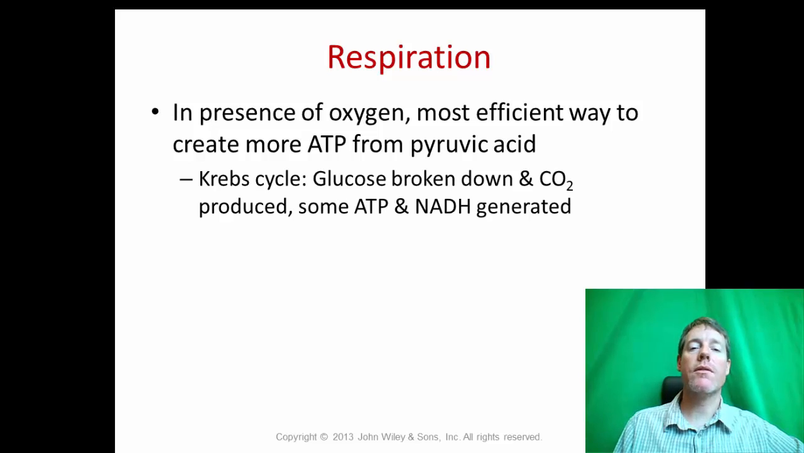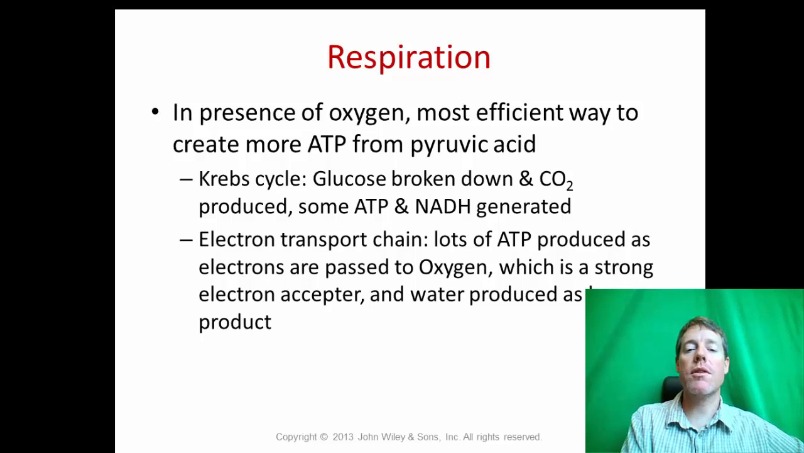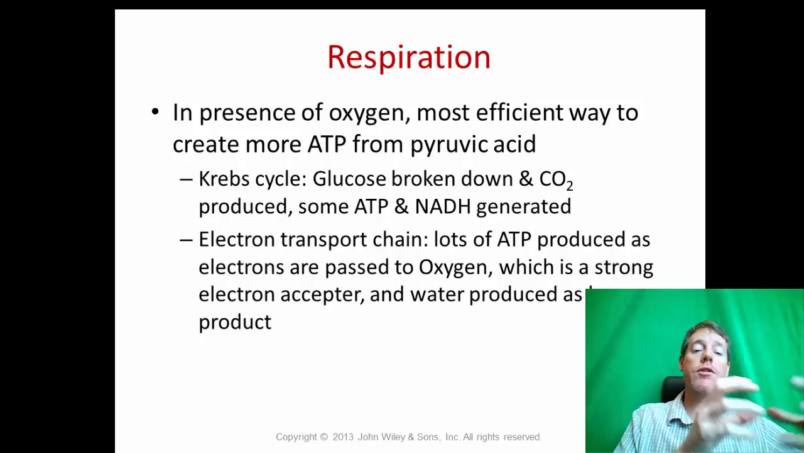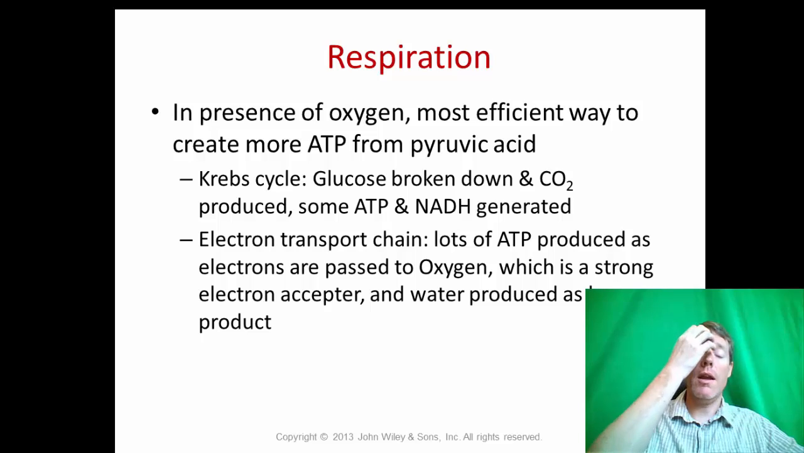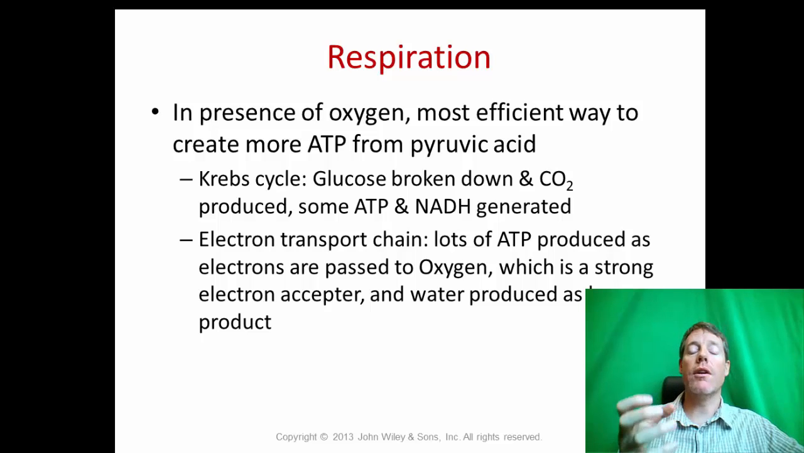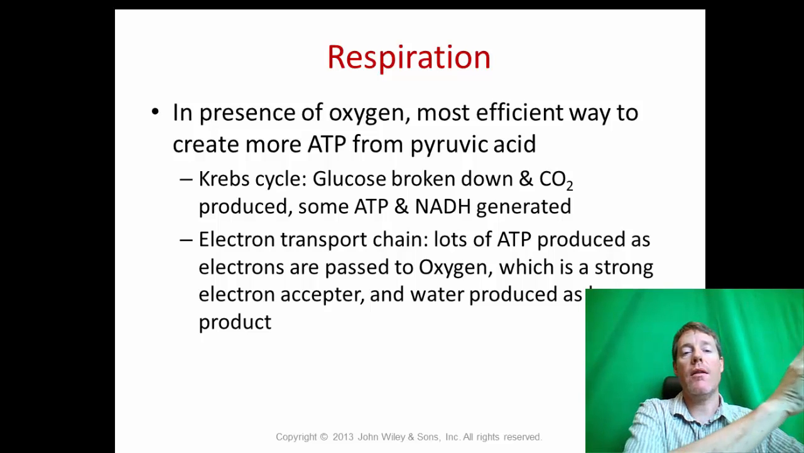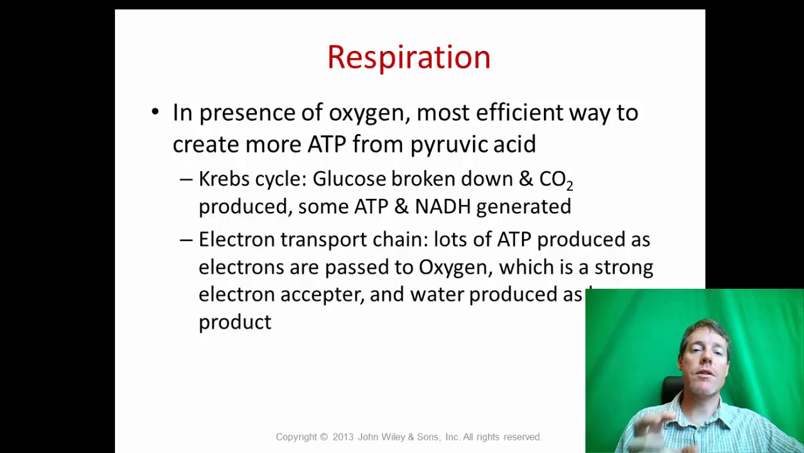Respiration has two parts. First of all, the Krebs cycle, where pyruvic acid is further broken down. Carbon dioxide is produced, and a little bit more ATP and NADH are generated. But then, what makes most of the ATP is the electron transport chain. Lots of ATP is produced as electrons are passed from NADH to oxygen. Oxygen is a strong electron acceptor or attractor, and that attraction of those electrons to oxygen is powerful, and it drives the production of a whole bunch of ATP.